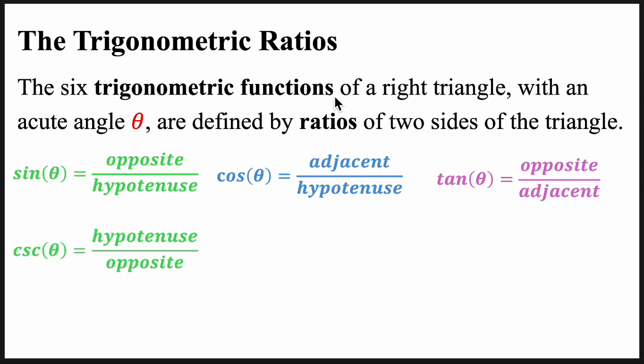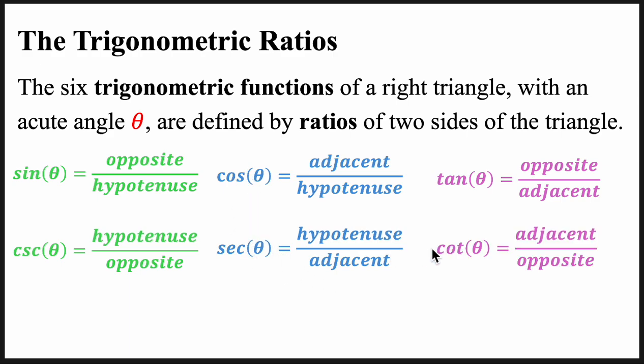CSC, which stands for cosecant of theta. Cosecant of theta is basically the reciprocal of sine. If sine is opposite over hypotenuse, cosecant would be the hypotenuse over opposite. And then secant would be hypotenuse over adjacent. Of course, that's the reciprocal of cosine. And cotangent would be the adjacent over the opposite.